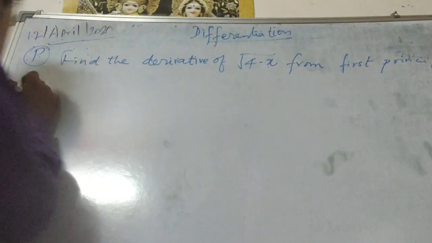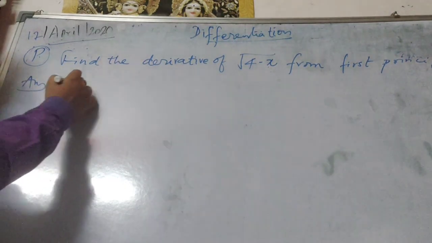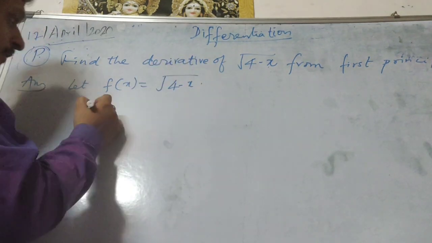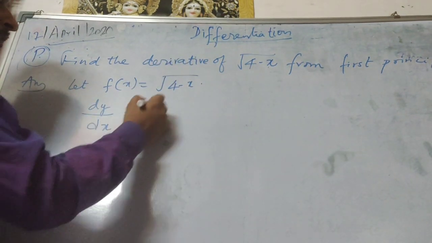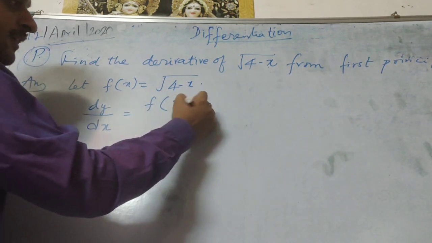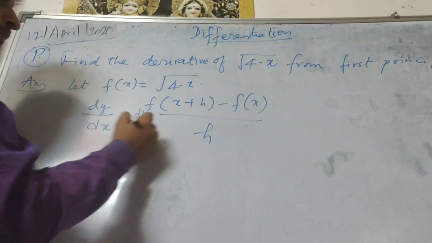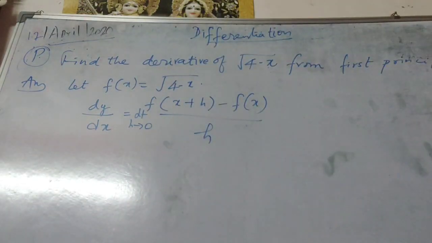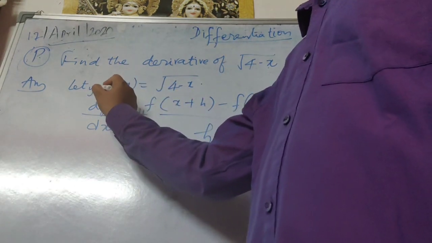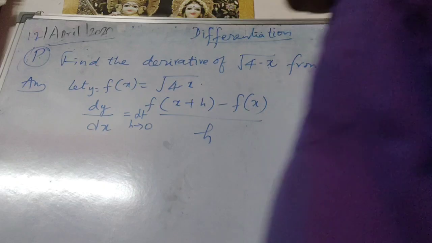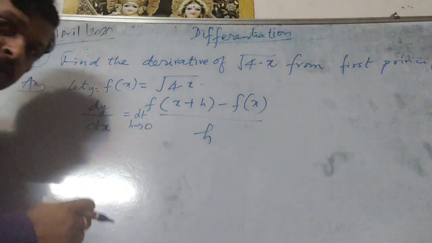So, how do we go about that? Let f of x equal root of 4 minus x. What is the formula for first principles? It will be limit h tends to 0 of f of x plus h minus f of x by h. dy by dx of y of x, or we can also call it y equal to f of x, dy by dx equals limit h tends to 0 of f of x plus h minus f of x by h.